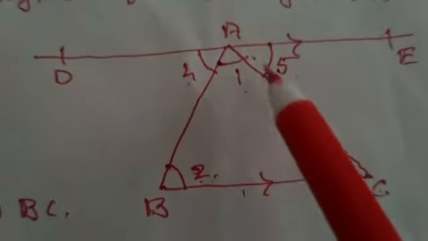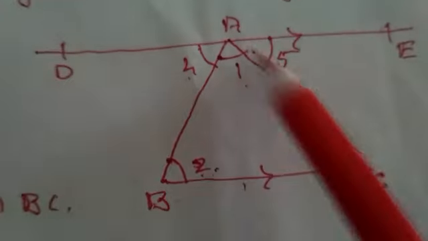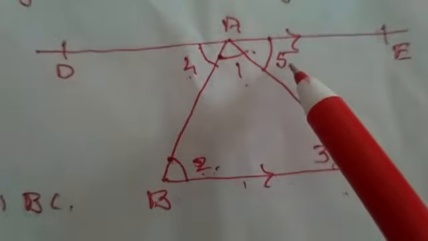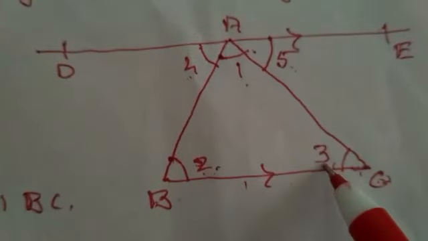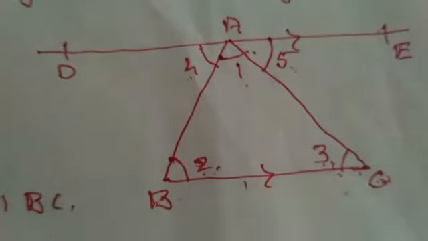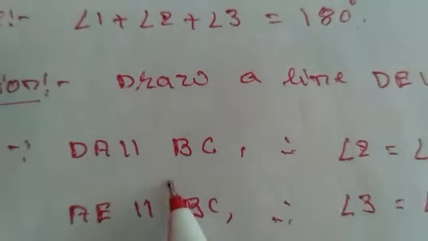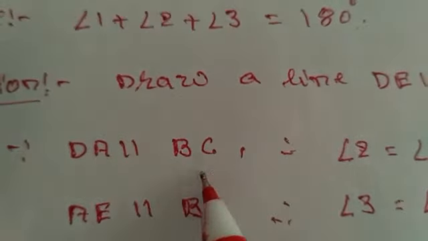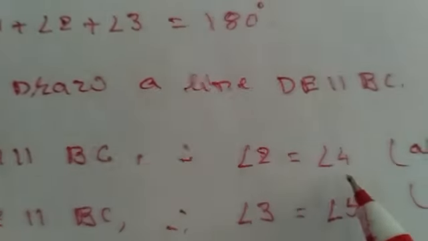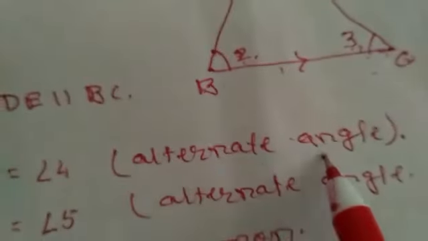And similarly, AE is parallel to BC, and again AC is transversal. So we can have angle 5 equals angle 3 due to alternate angles. So let's see, since DA is parallel to BC, as you see in the figure, angle 2 equals angle 4. The reason is alternate angles.